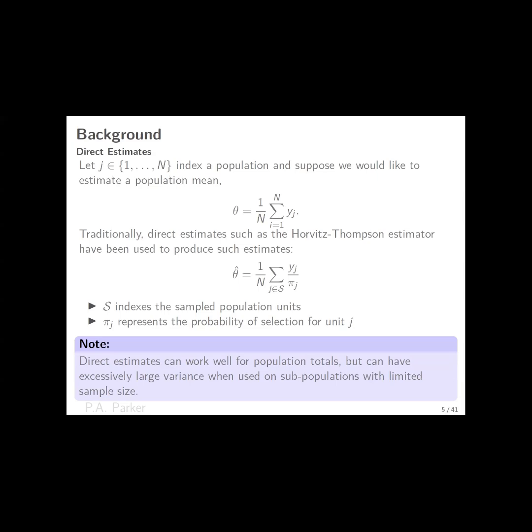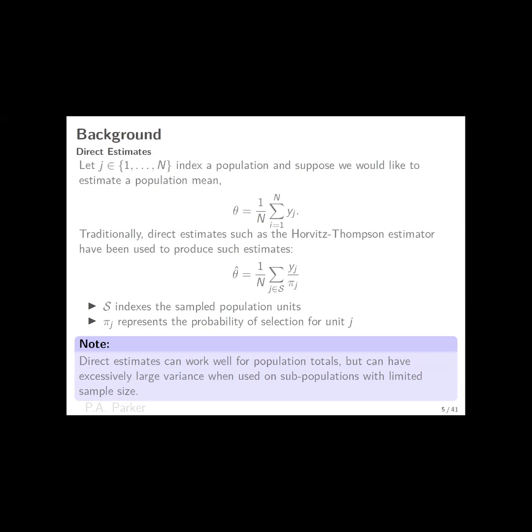So these direct estimates, things like the Horvitz-Thompson estimator, can be great. They have a lot of nice properties. They're unbiased. They're consistent. So we like to use these when possible. And they work very well when we have a large sample size, something like a population total or population average, maybe the average poverty rate across the US. It could work well in that sense.